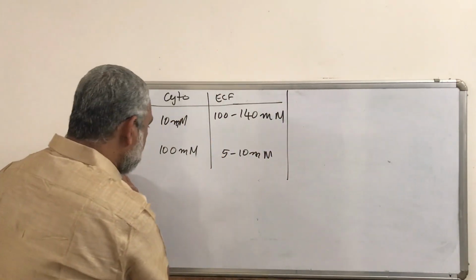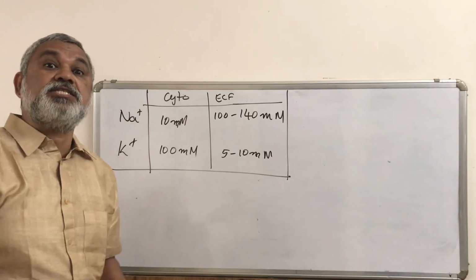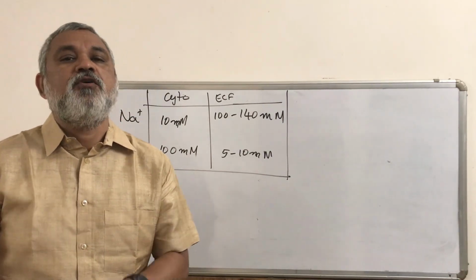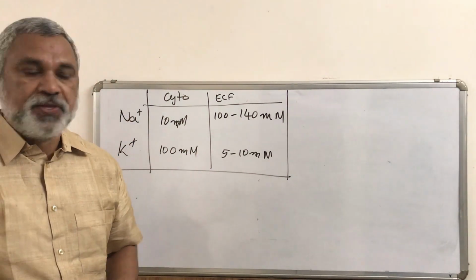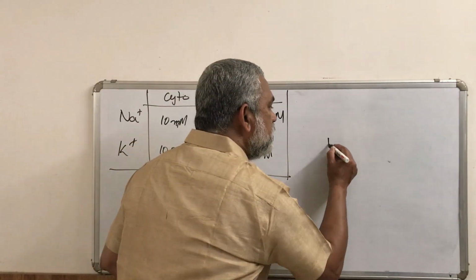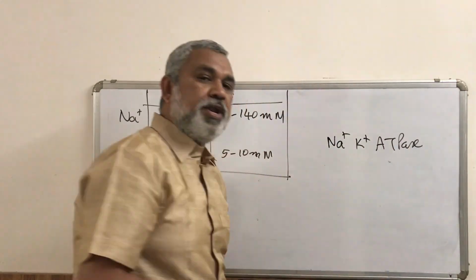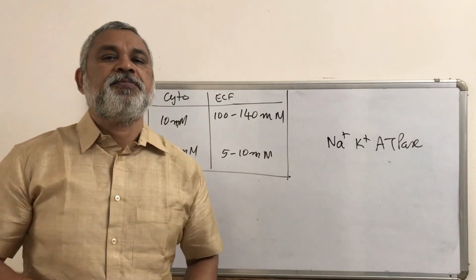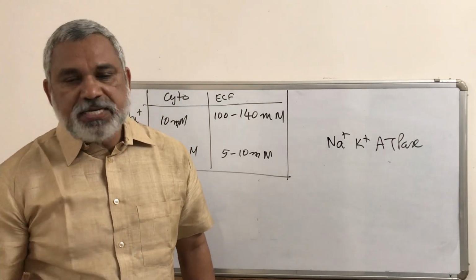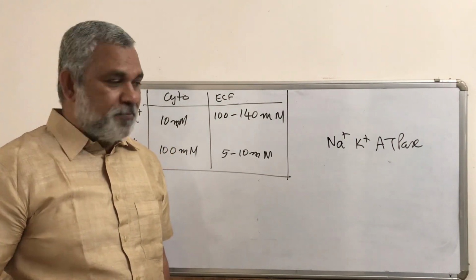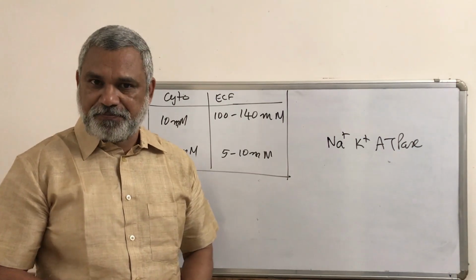So this concentration must be maintained in a cell. The sodium ions must be pumped out of the cell for the normal functioning of a cell. Now, how is it achieved? This is achieved with the help of this sodium potassium ATPase. As we have seen, there are different types: F type, P type, V type, ABC type. They all depend on ATP hydrolysis for activity.